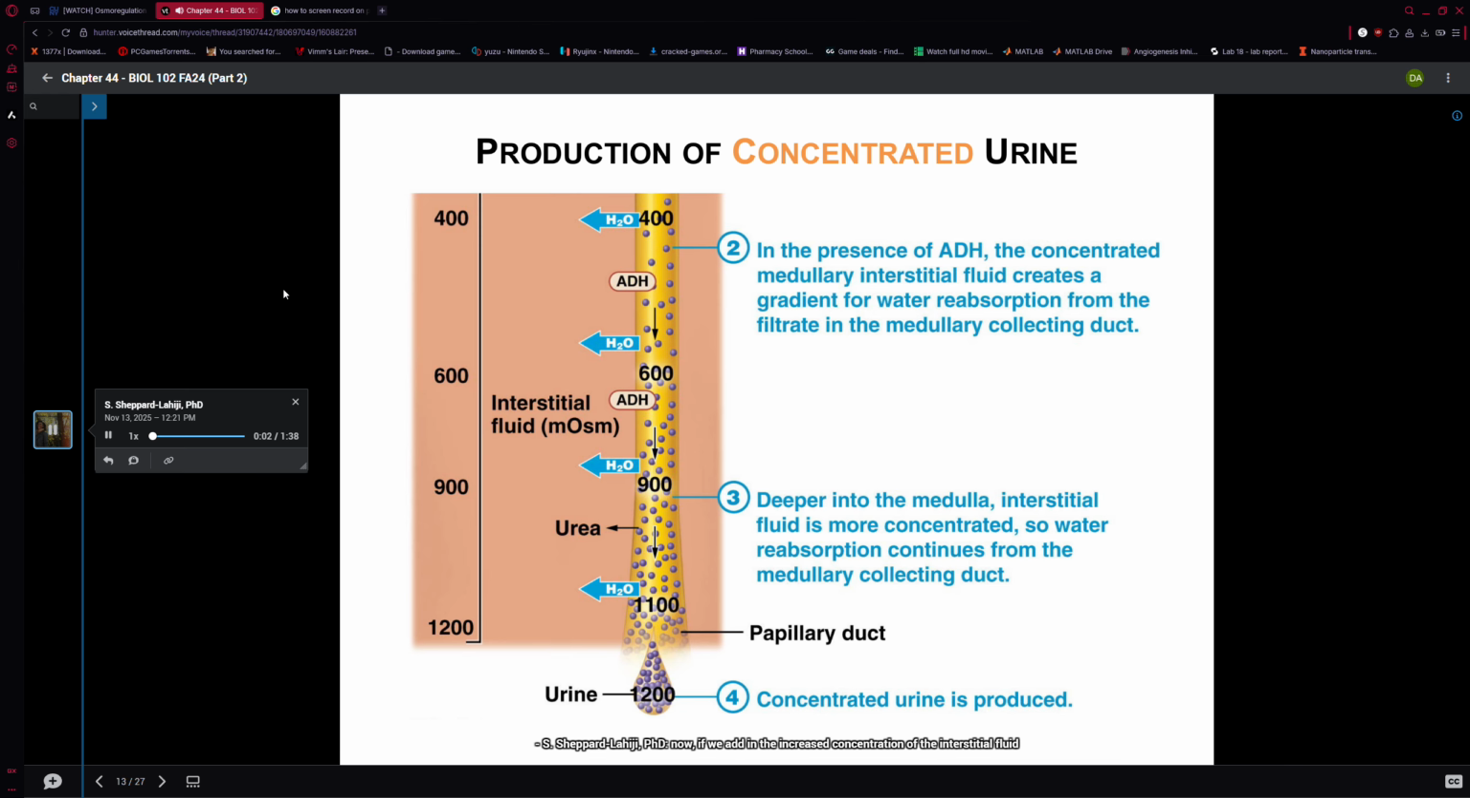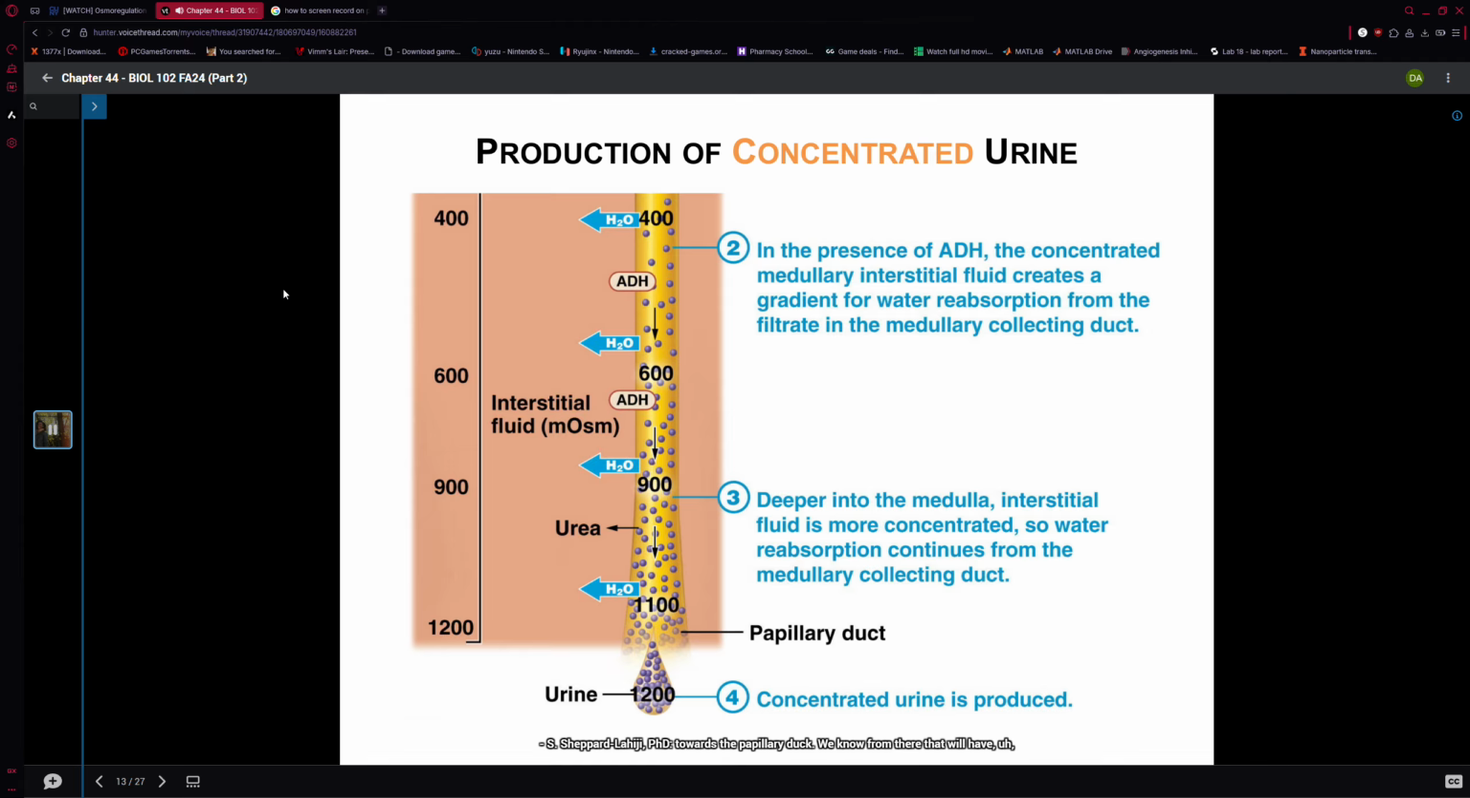So right now, there's no water being reabsorbed. Now, if we add in the increased concentration of the interstitial fluid compared to the filtrate concentration, with the presence of ADH, this is going to create a movement of water out of the filtrate and into the interstitial fluid. So we are able to accomplish an increase in the concentration of solutes within the filtrate by allowing water to leave. As we progress further into the medulla, the concentration of the interstitial fluid rises, which means water reabsorption is going to keep on happening as we work our way further and further down.